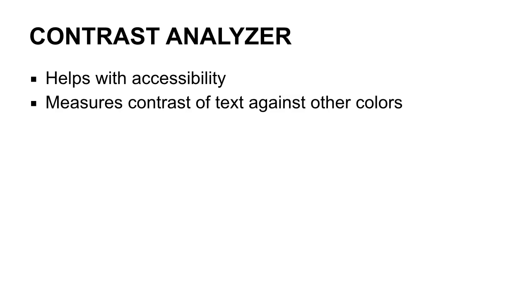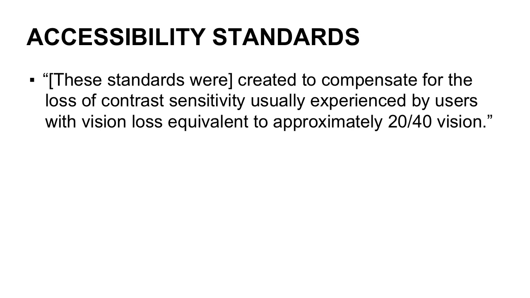The last plugin I'd like to talk about is an accessibility tool called Contrast Analyzer. This plugin helps with accessibility by measuring the contrast of an object and comparing it to accessibility standards. According to the W3C, this was created to compensate for the loss of contrast sensitivity usually experienced by users with vision loss equivalent to approximately 20/40 vision.